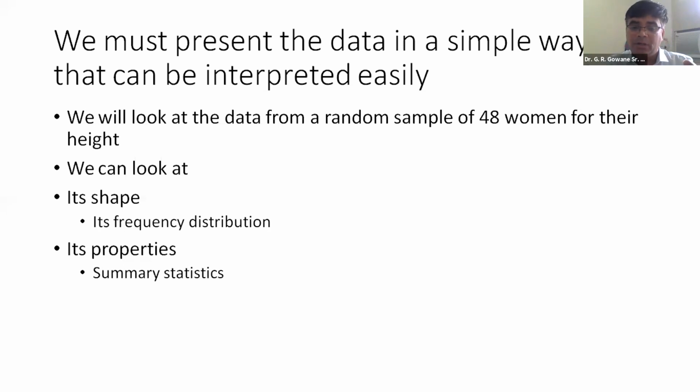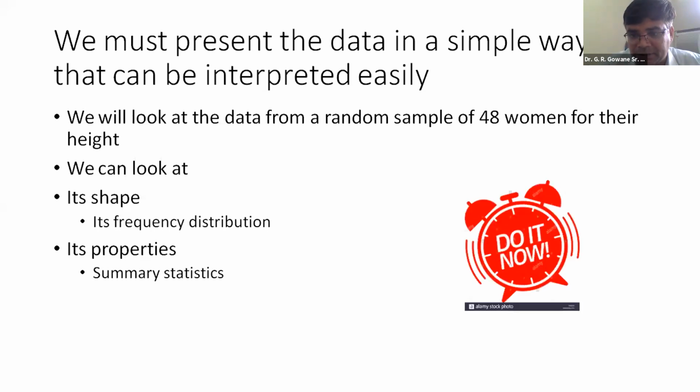Now just for the sake of example, we will look into the data of 48 women for their height. As I already told you, human height is normally distributed data. So what do we expect? We expect that the shape of the distribution of the data, the frequency distribution, will be a normal distribution. Most of the data points will be in and around the mean, and very few data points will be on the two tails. We can also study the properties of this 48 women's height sample data and its summary statistics, like what is the mean, what is the median, what is the mode, and what kind of variance it has. So we will just start doing it.